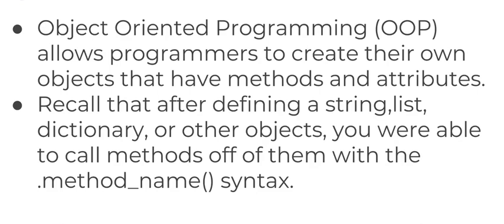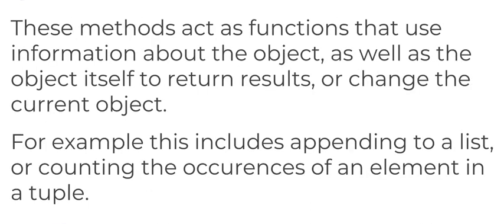So recall that after we define things such as a string, list, dictionary, or other built-in Python objects, we were able to call methods off of them with the .method name syntax, such as when we were able to call the append method off of a list object, or the index method off of a tuple. These methods act as functions that use information about the object, as well as the object itself, to return results, or edit or change the current object somehow, such as when you called .sort on a list, it went ahead and edited the current list. For example, this includes appending to a list or counting the occurrences of an element in a tuple. So those methods use information about the object and then either return a result or they edit and change the current object in some manner.